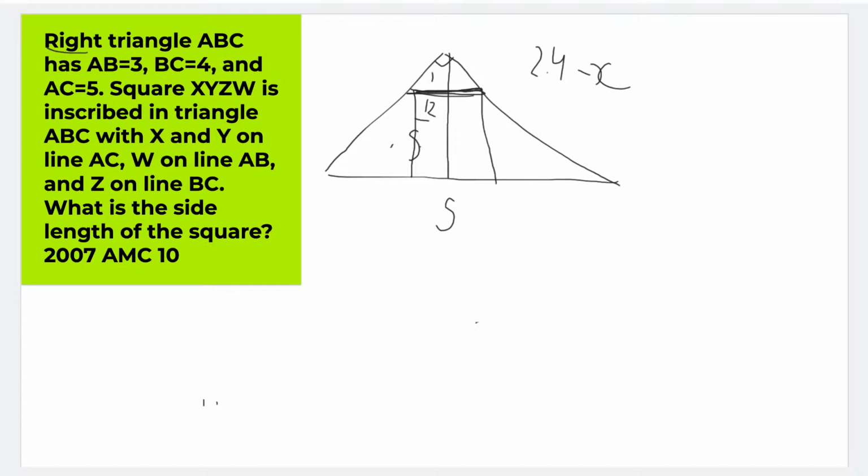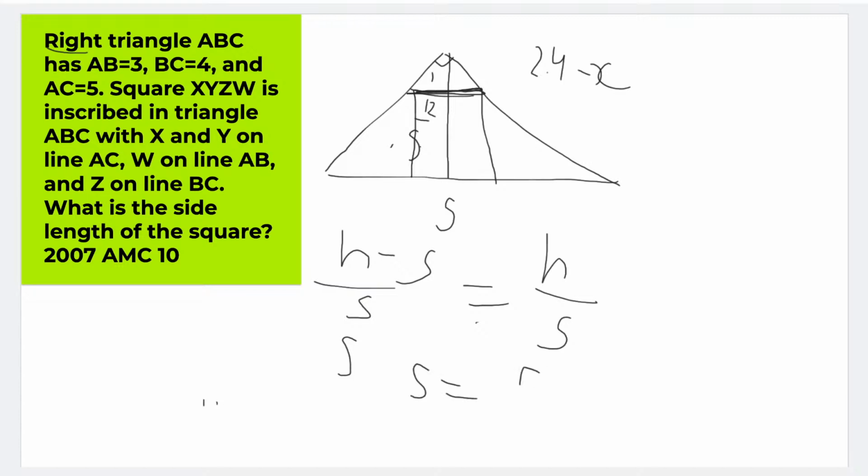So we know that the height of this triangle is h minus s over s, because the height of the triangle and the side length of the square is also equal to h over 5. And after solving this, we're going to get a side length of 5h over h plus 5. I'm very sorry, I should have solved this also, but we have a lot more problems to go over.